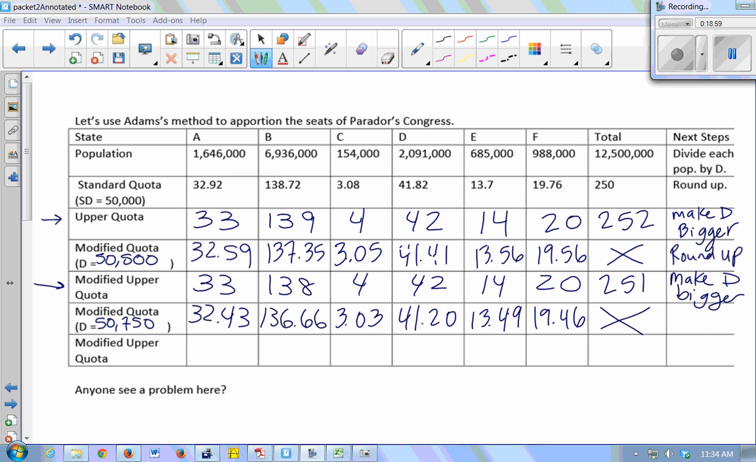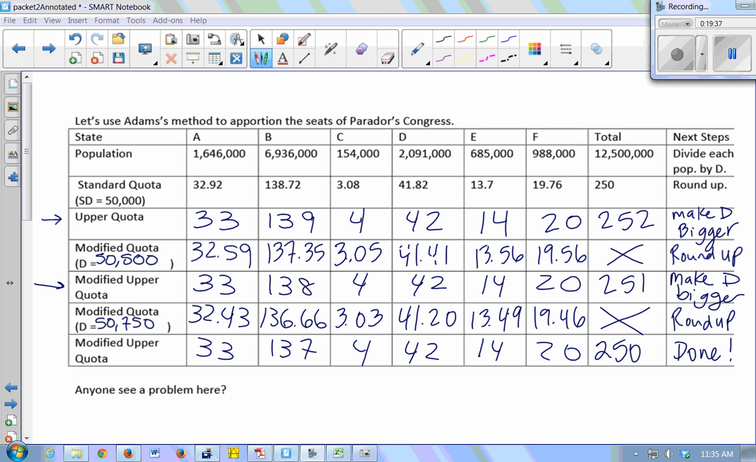Okay, so adding those up makes no difference. In Adams' method, we're always going to round up. So we're ignoring conventional rounding rules here. With Jefferson's method, you always go down to the number below. And with Adams, we're always going to go up to the number above. Okay, so this is going to be 33, 137, 4, 42, 14, 20. And when you add those up, you get 250. Done. So that is our final apportionment.